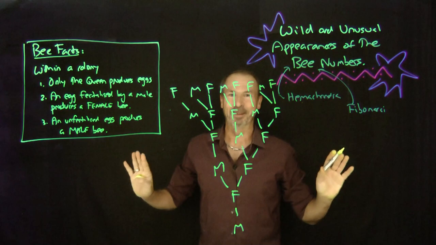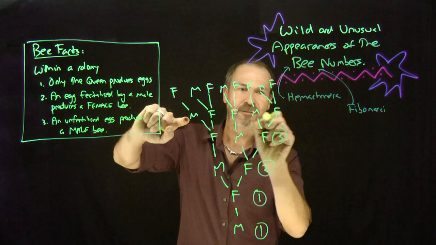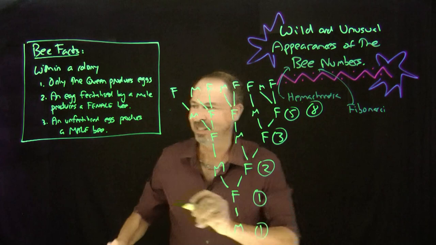So I've gone from a single bee, has a single parent, has two grandparents, has three great-grandparents, has five great-great-grandparents, and has 8 great-great-great-grandparents. All right, so we can count the number of bees in each generation in a family tree, and we get the sequence, I'll call them the bee numbers: 1, 1, 2, 3, 5, 8, and we can keep on going.